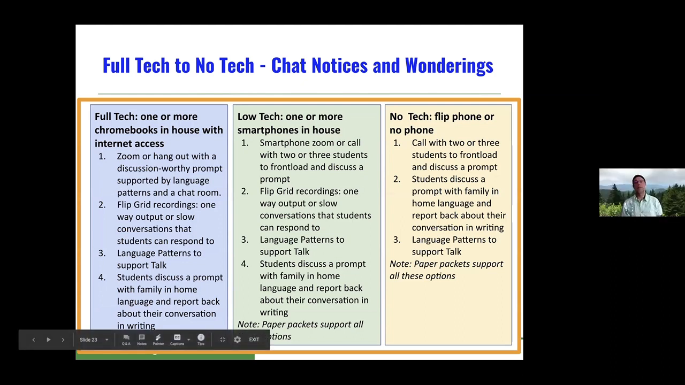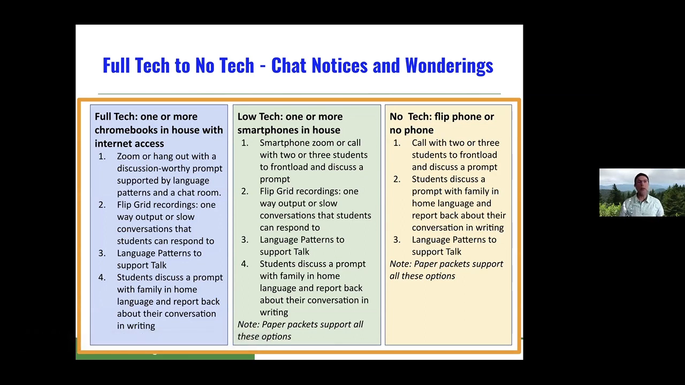Hi, everybody. So we have been given examples so far that are really more in the full tech option, where kids have one or more Chromebooks in the house with internet access. And with the good news that we heard this morning, we'll be moving towards that very strongly in the fall. But there's also low tech and no tech situations that we should be thinking of.